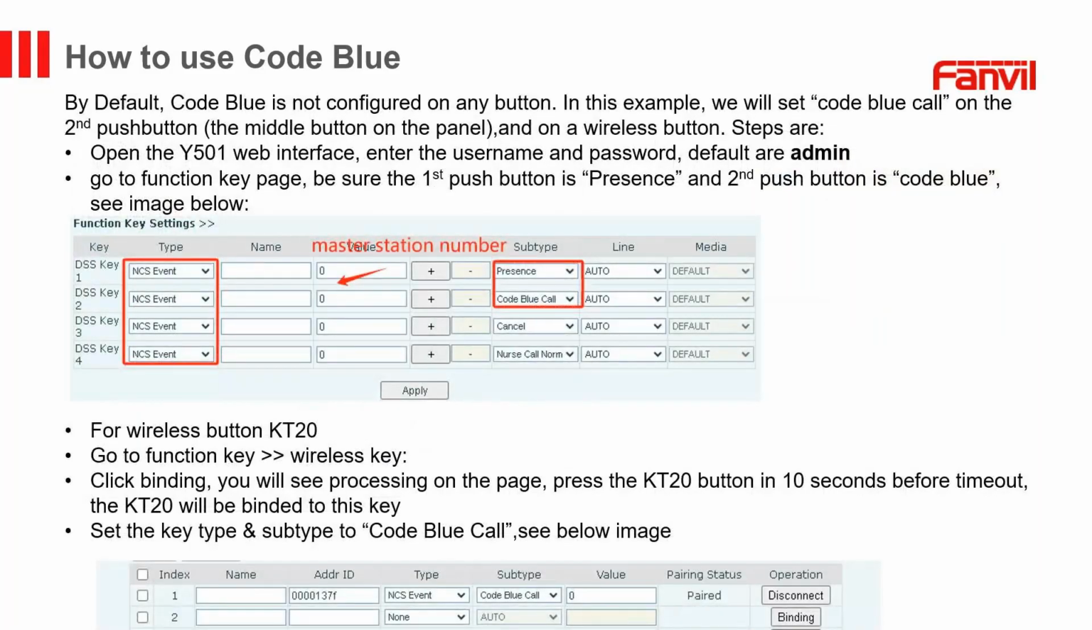How to use code blue. To configure code blue call, you must access the web interface of the Y501 and bind the code blue call to a specific button on the intercom. You can also configure a wireless button like the KT20 for this function. Here, as you can see, there is code blue as a subtype.